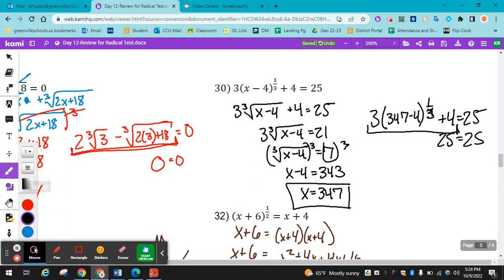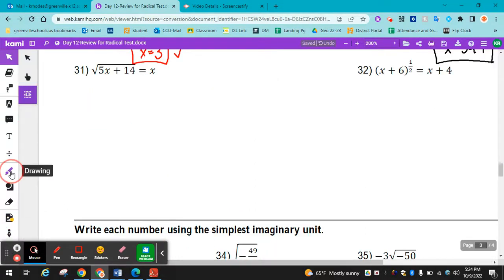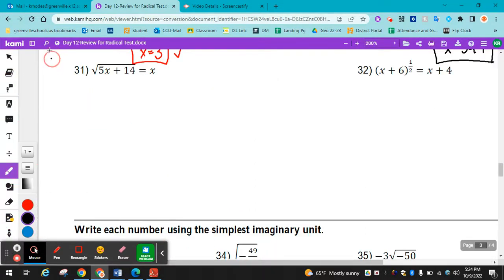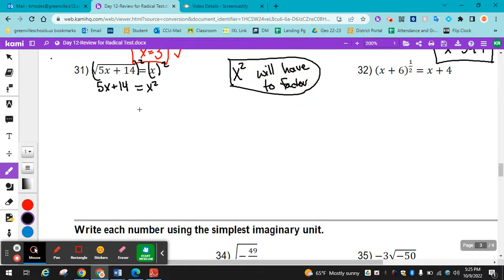There you go. All right, the last two are the hardest because we actually have to factor. Because when you square both sides here, this square root cancels out with this squared. But on this side, you get x squared. And that is your key that you have to factor. If you get x squared, you will have to factor. So just remember that. I have x squared.